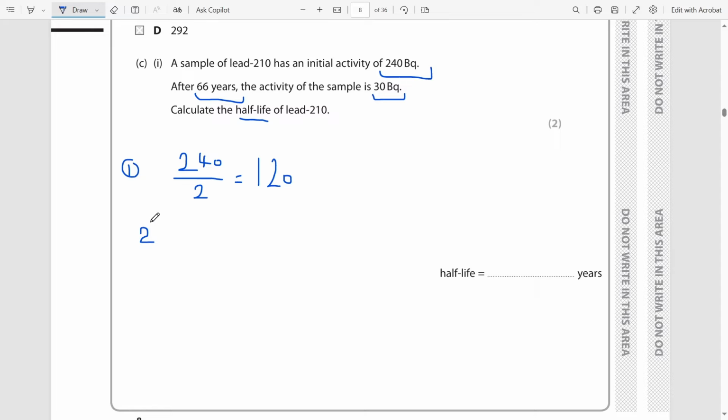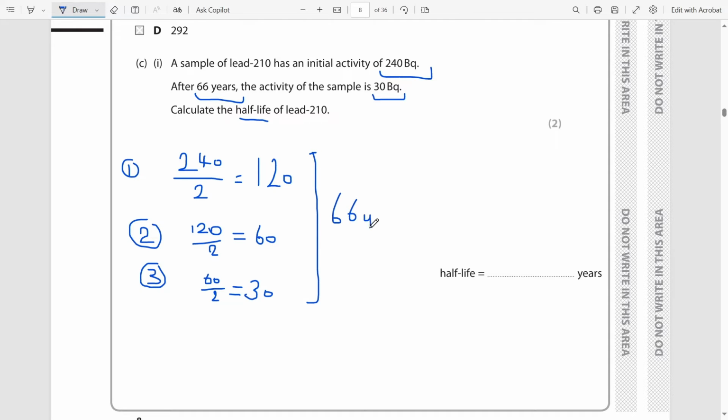Then our second half-life is 120 divided by 2, which equals 60. And our third half-life is 60 divided by 2, which equals 30. So that's 3 half-lives, and this all goes into the span of 66 years. So, guys, we have 1, 2, 3 half-lives, so we're going to do 66 divided by 3. 66 divided by 3 equals 22. And that's our half-life: 22 years.